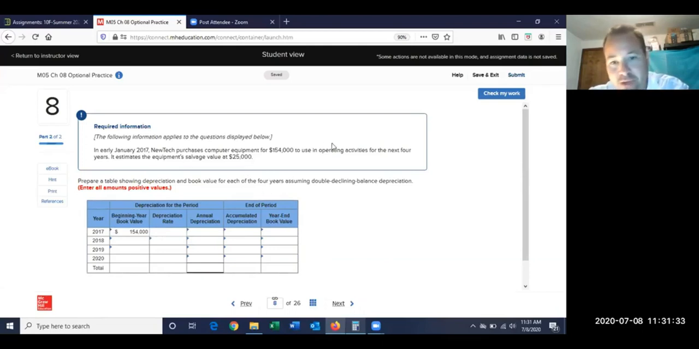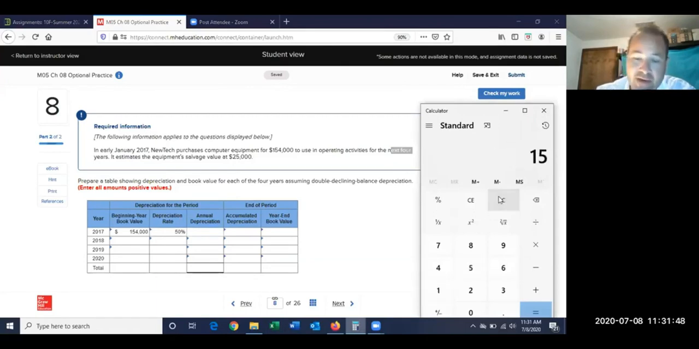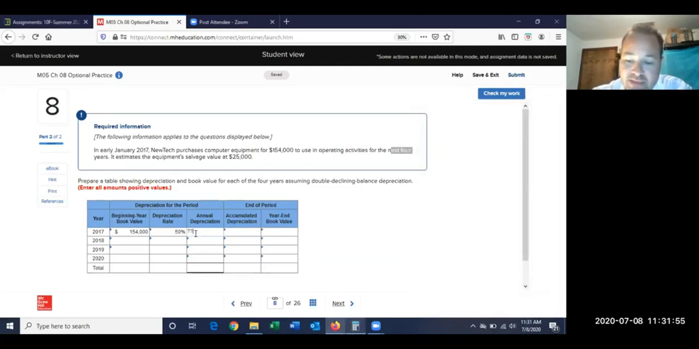The depreciation rate, since we're having it for 4 years, if I was doing straight line, that would be 1 divided by 4, which is 25%. We're going to double that, so that's pretty high. That's 50%. So therefore, my depreciation is going to be a pretty high number. 154 times 50%, 77,000.